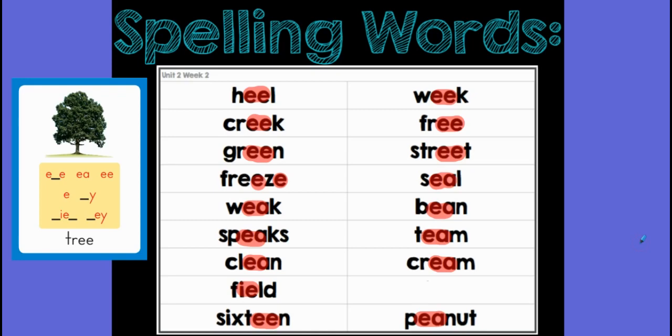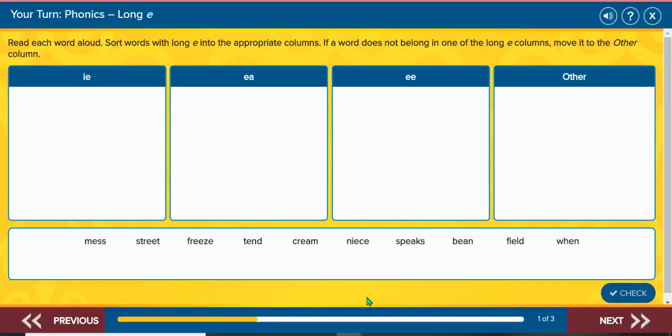All right, boys and girls, those are your spelling words. Let's hop over to Wonders and check out some of the games that you can play this week. For this game, you have 4 different groups. You have a group for the pattern IE, a group for the pattern EA, a group for the pattern EE, and then an other group. So any of the words that don't fit into these first 3 groups will be pushed into this group. You can read each word and organize them into the separate groups.